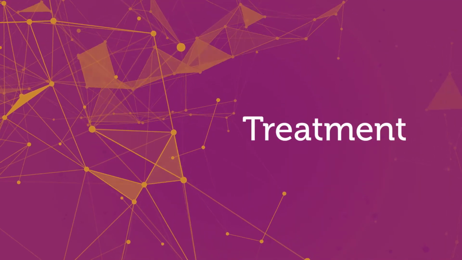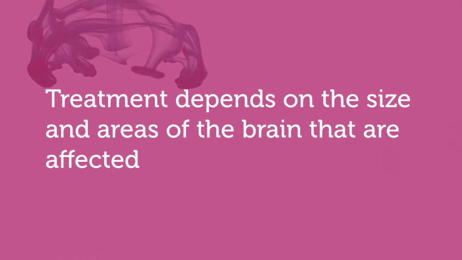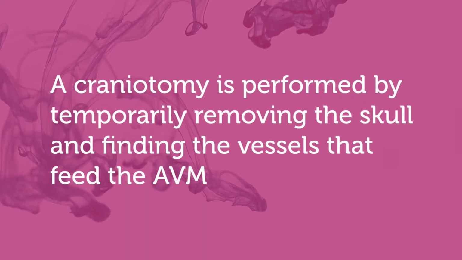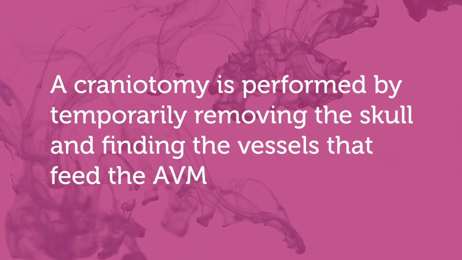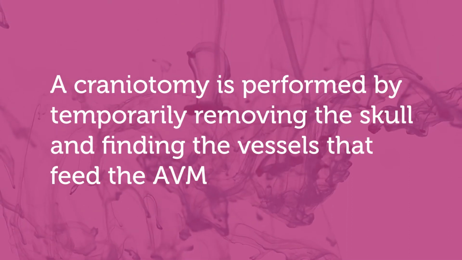The approach to arterial venous malformations is generally multifaceted. A lot of it depends on the size of the arterial venous malformation and whether or not it affects important parts of the brain, such as speech, motor, vision. The traditional approach is surgical resection, where we perform a craniotomy, where we temporarily remove the skull, open up the covering of the brain, find the vessels feeding the AVM, clip them, coagulate them, and physically remove the abnormality.